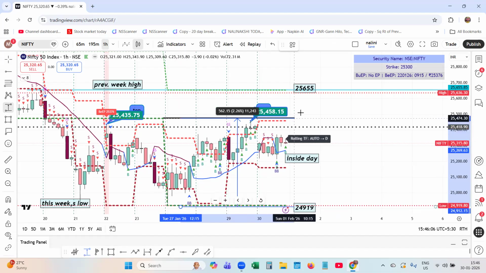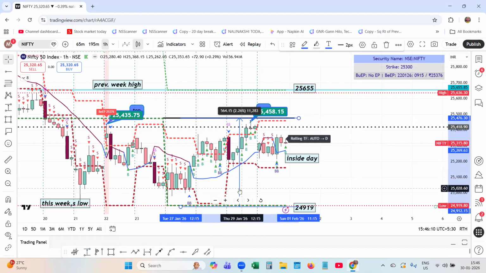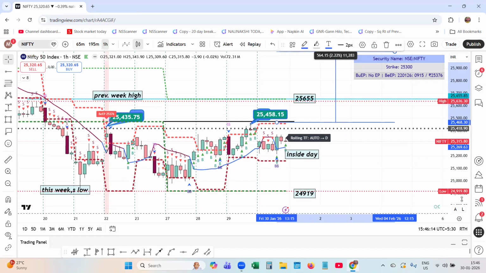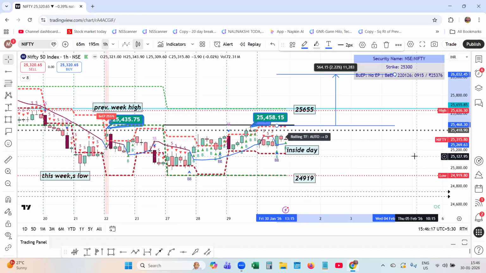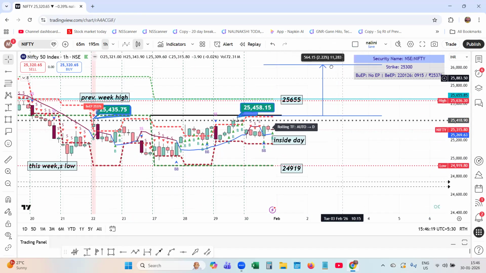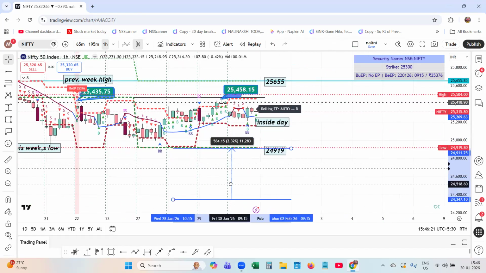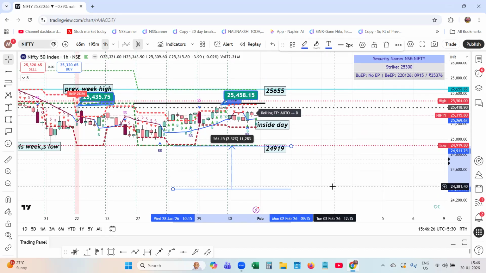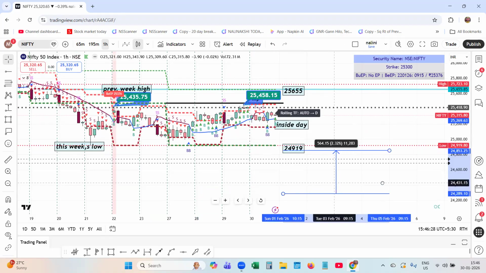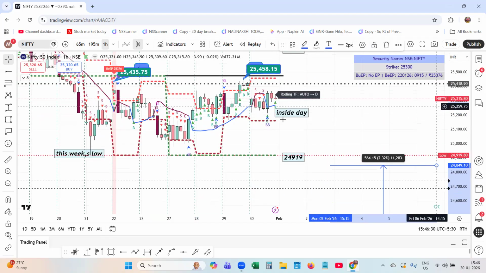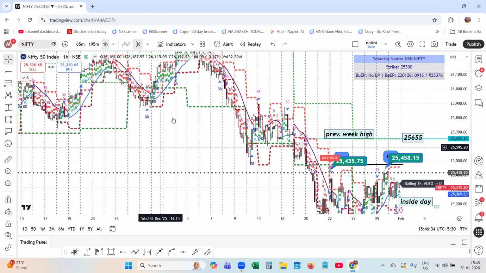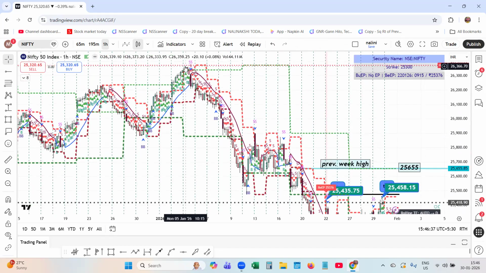Let us measure this range. This is the range of 564 points. And if the market moves higher, we can anticipate 26,032. And if it moves down, we can anticipate 24,340. So the range, we need to see the market is coming down from here.